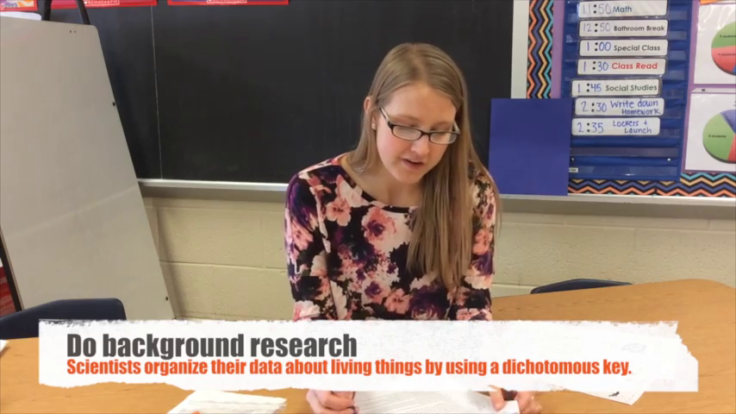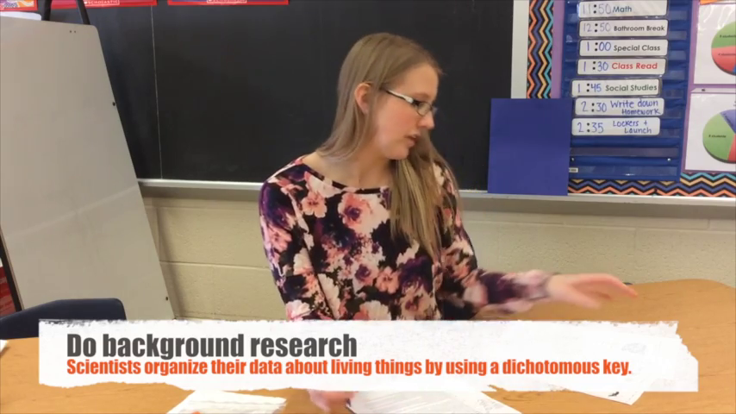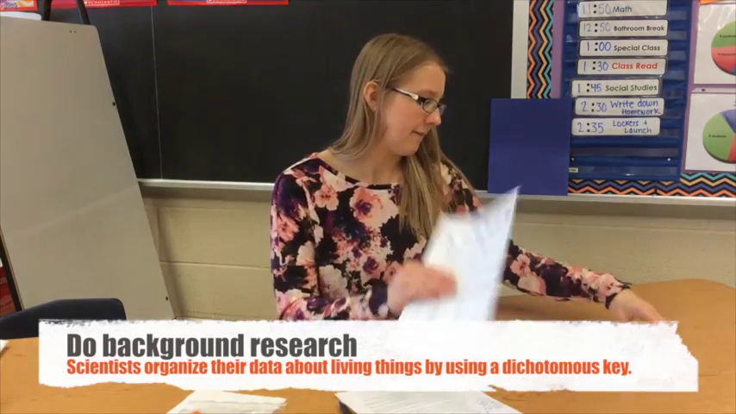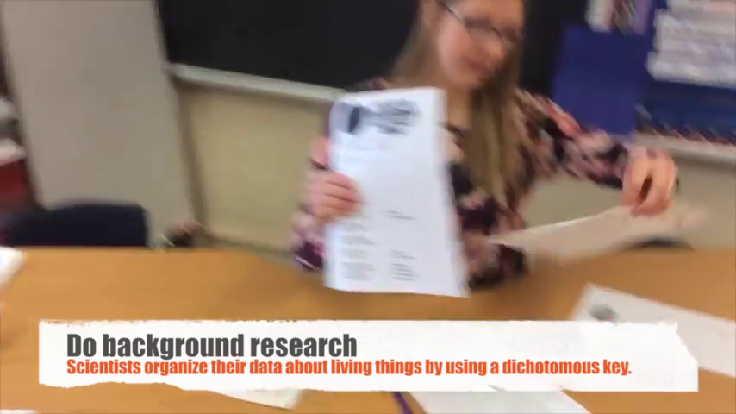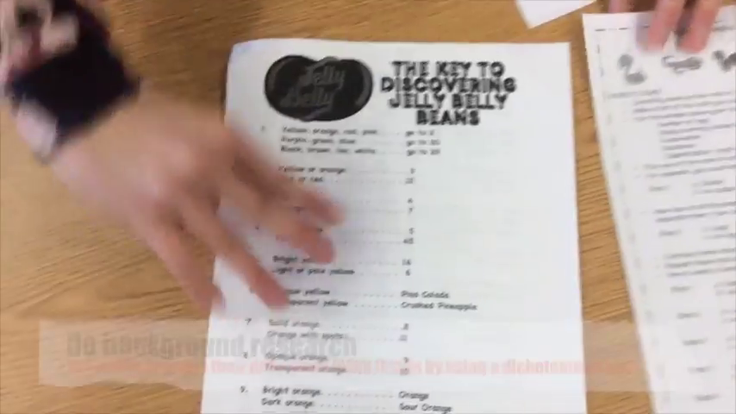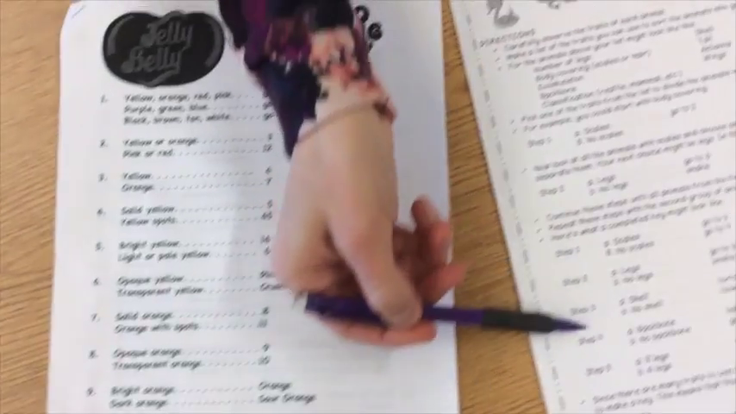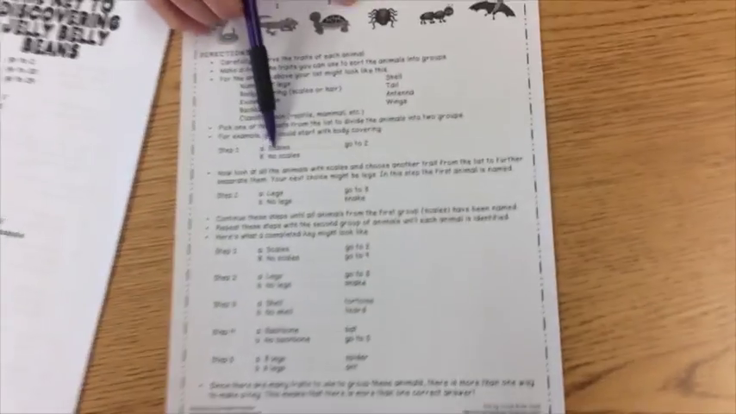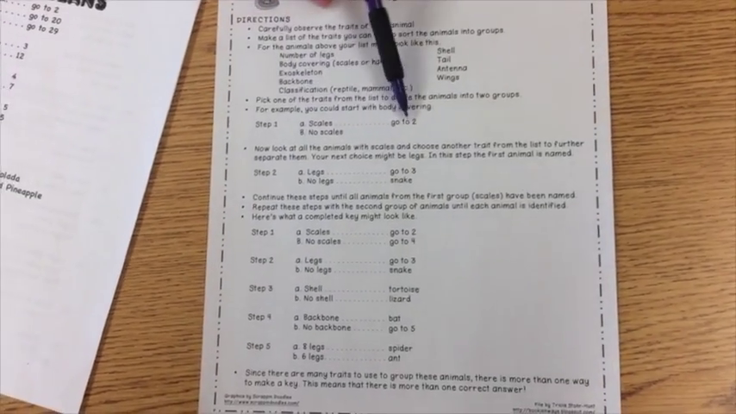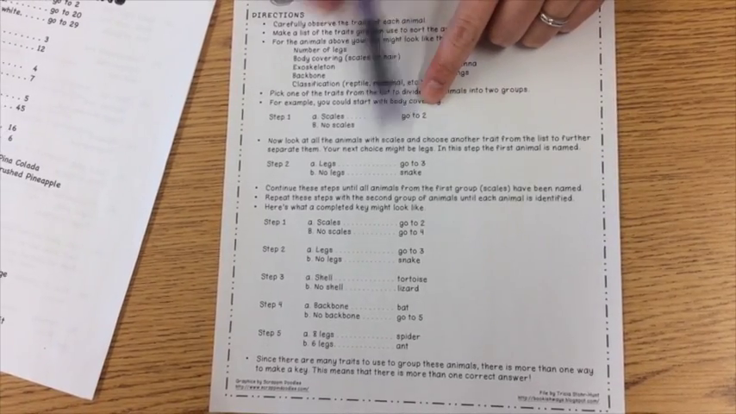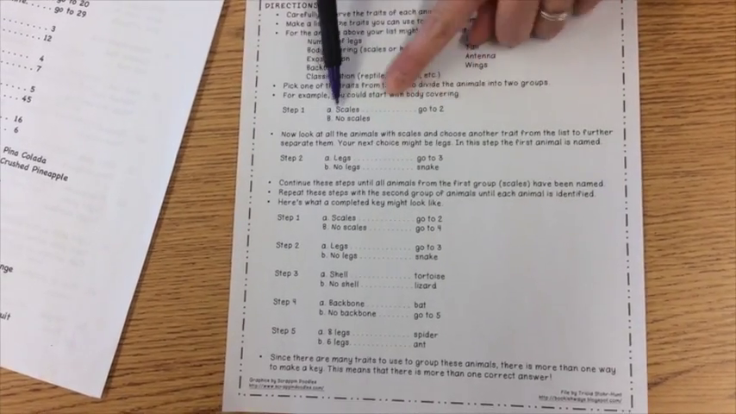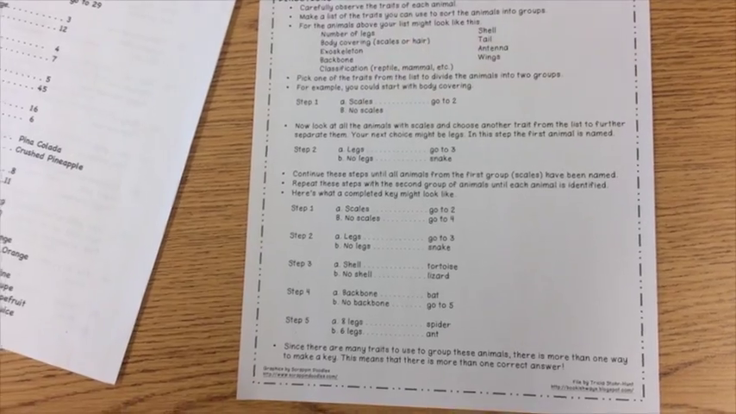Scientists organize their data about living things by using a dichotomous key. Here's an example. There's 2 examples. So you'll see there's steps, and then by each step there's usually 2 options at least, and then it tells you which number or step to go to based off of what you believe it is. And we'll look at some examples.